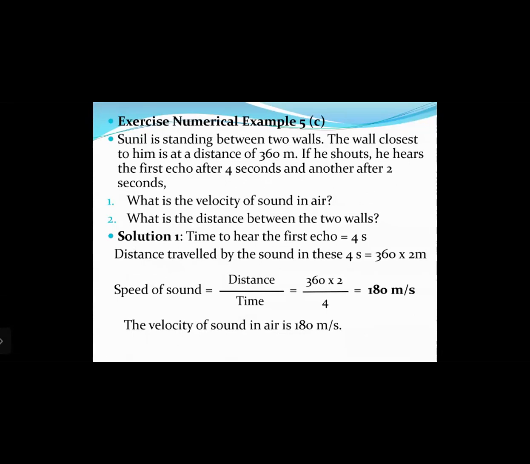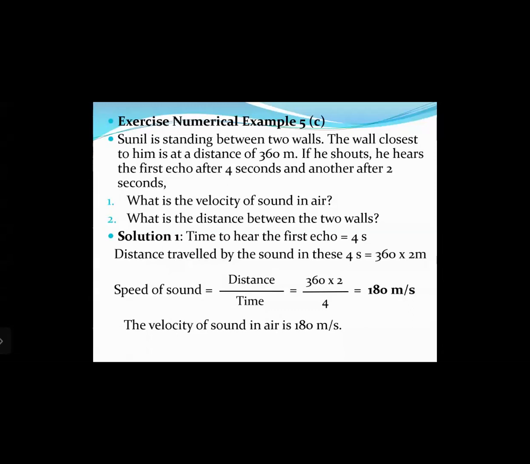Now here you can imagine that the person Sunil is standing in between, and there is a wall in front of him and a wall behind him. Or you can imagine there is a wall to the left hand side of Sunil and one wall towards the right hand side. So when he shouts, we know that sound will travel equally in all directions. So the sound will go to the wall on the right hand side, and also it will travel towards the wall on his left hand side. Now, they say that he hears the first echo after 4 seconds and another after a further 2 seconds. That means the walls must be quite far away, more than 17.2 meters, as we studied. Let us discuss this.